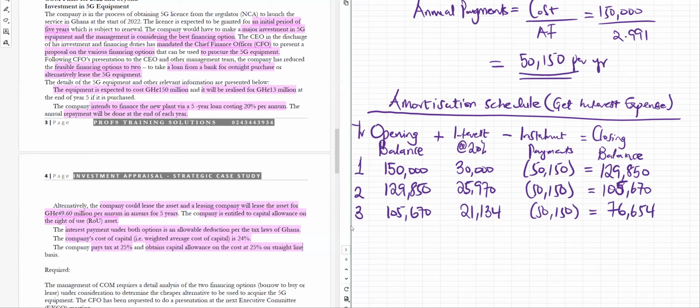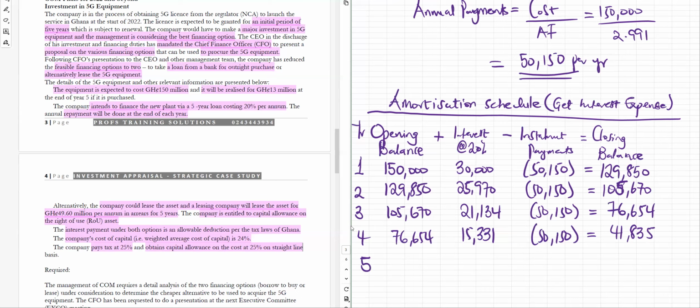We end up with 76,654. So we go to year four, we bring our 76,654. The same way we apply 20%, and that gives us 15,331. We take out our 50,150 again, and we have 76,654 plus 15,331 minus 50,150. And that gives us 41,835. Then I come to my last year.